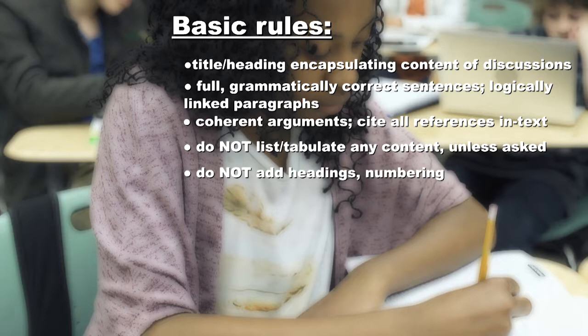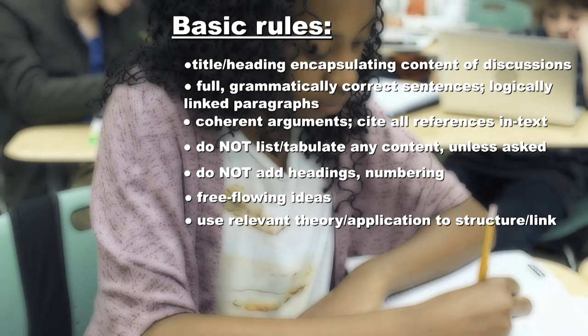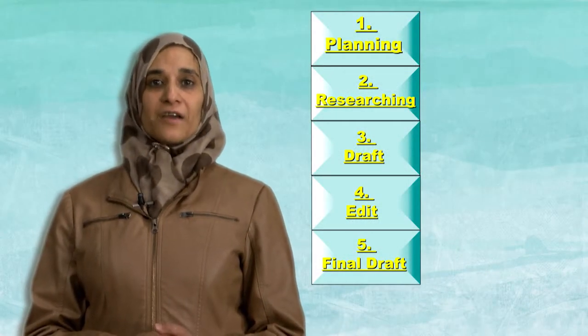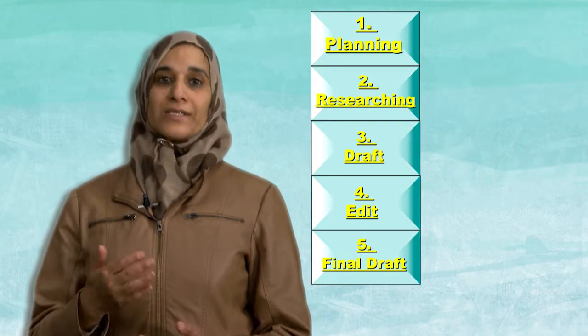Do not add any headings or numbering within the short essay. The essay is usually between 2 to 3 pages in length, which does not need any chunking of information into separate sections. We expect free-flowing ideas from a simple topic. Use the relevant theory and application to structure your paragraphs and link information to the main topic in a logical way. Now we discuss the 5 basic steps of the essay writing process.